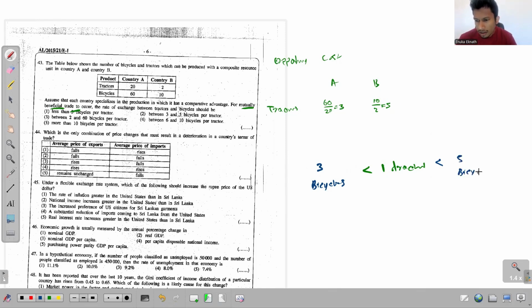5 bicycles. And for this trade to be mutually beneficial for each country, we should not put this equal sign. All right. So this is the ratio then. For a tractor, at least 3 bicycles, and then at most 5 bicycles. So that's the range. If you look at this second option, the second option has the answer between 3 and 5 bicycles per tractor, and that's what we calculated. So yeah, that's the answer.